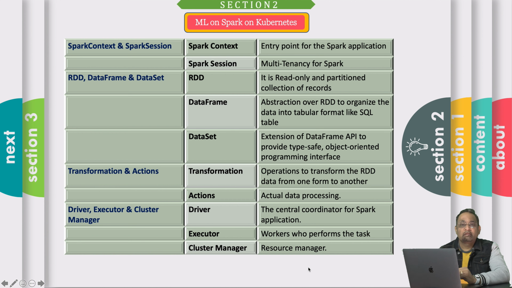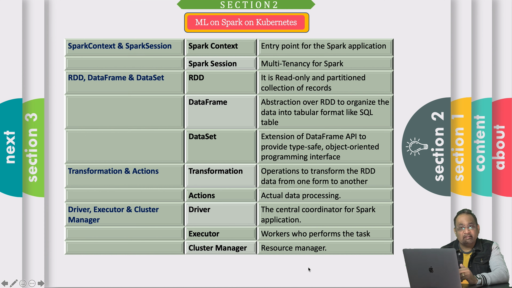Spark data frame. A data frame in Spark is an abstraction over the RDD, which allows it to organize the data into a tabular format like SQL tables, which allows developers to work with the data in the traditional way, just like they used to do with Hive on Hadoop. Spark dataset. Datasets in Spark are an extension of the data frame API, which provide a type-safe, object-oriented programming interface.